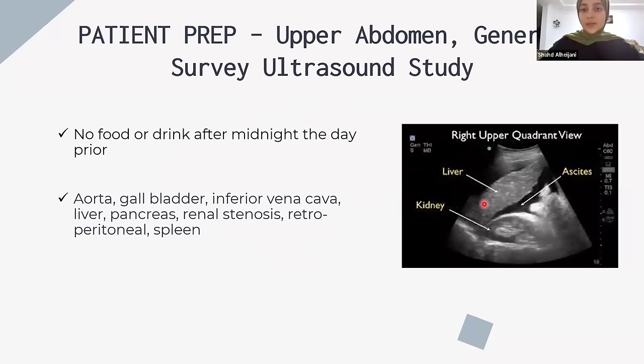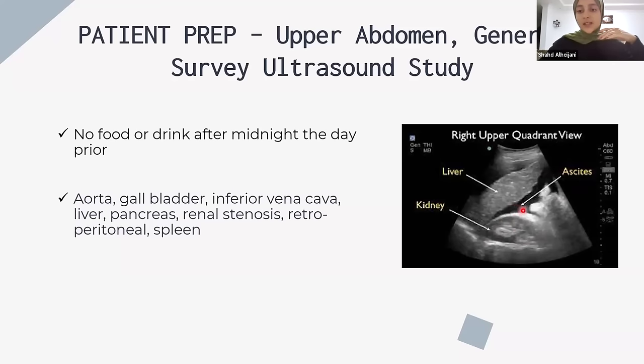For the upper abdomen, general cervical ultrasound study, NPO after midnight, the day prior. And this test is basically used to visualize different organs in the upper abdomen, like the aorta, gallbladder, IVC, pancreas, renal stenosis, anything basically. So here in this case, you can see the liver, you can see the kidney. So usually the kidney will be just underneath the liver.